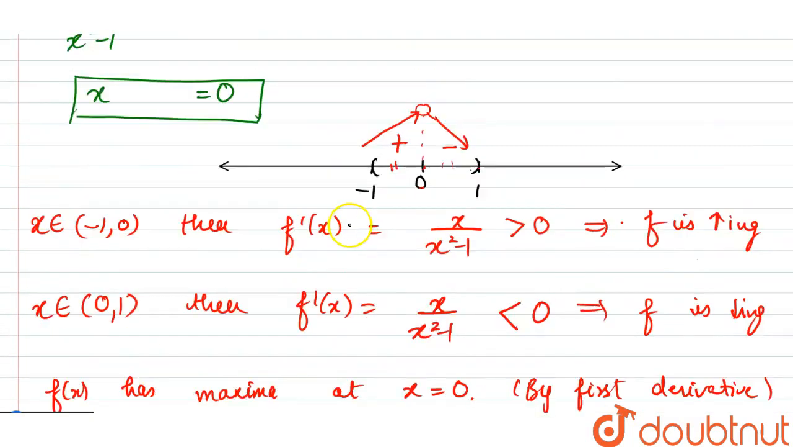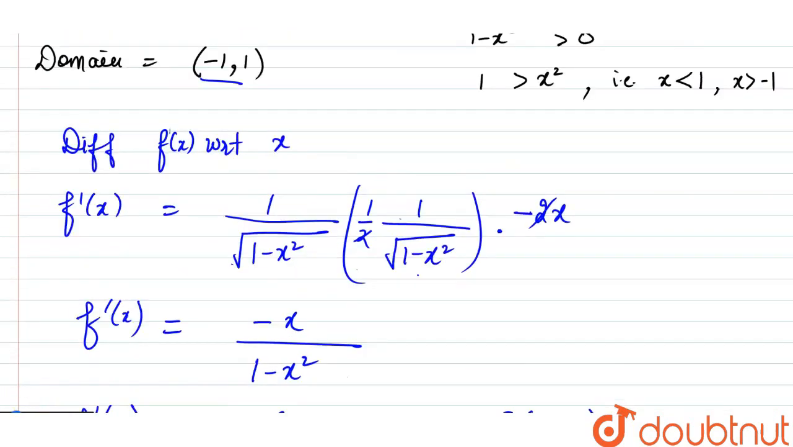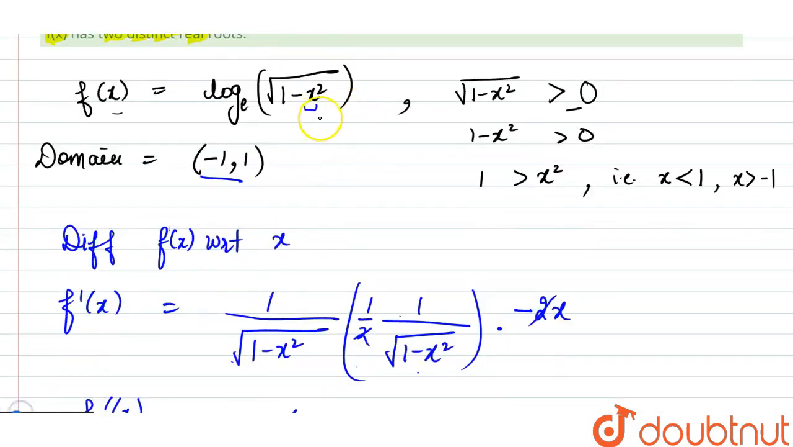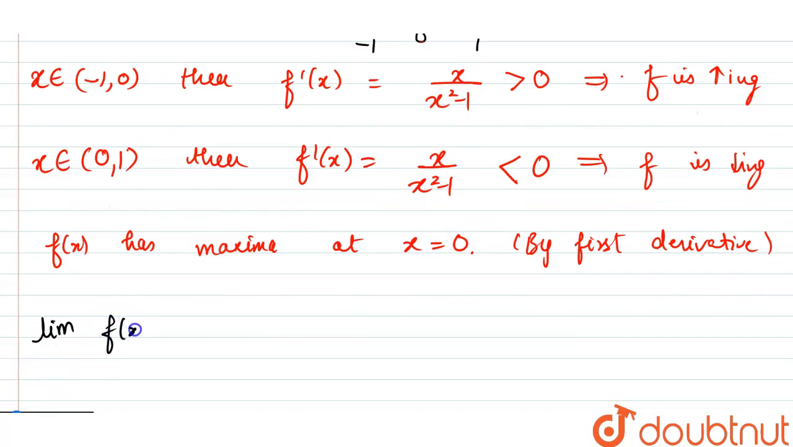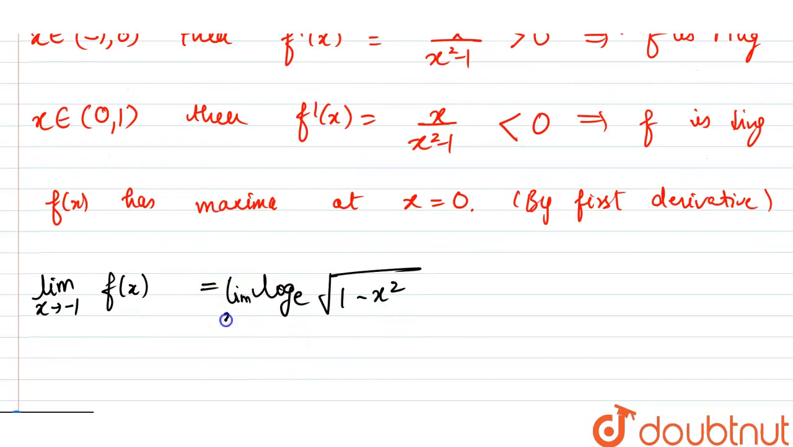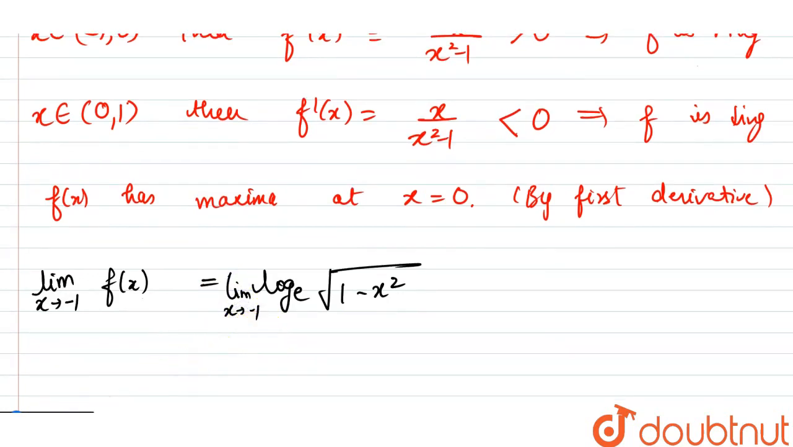Now clearly this function is not defined at the values minus 1 and plus 1. So if we take the limit of the function when x tends to minus 1, then log of under root 1 minus x square. This is the function when the limit is tending to minus 1. Then this value will be log 0, and log 0 is minus infinity.